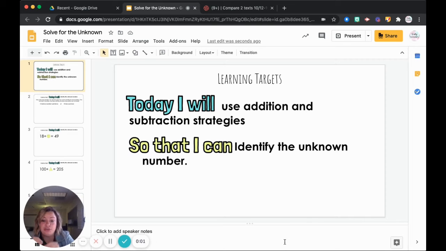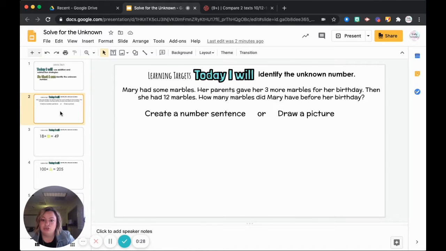Today, we're going to use addition and subtraction strategies so that we can identify the unknown number. And when I say unknown number, that is just a giant, big old question mark because it's a number we don't know what it is. It could be missing, it could be a letter, it could be a shape. And that's kind of hard to solve a math problem with shapes and letters. So we're going to look at a few examples of what it means to solve for the unknown.